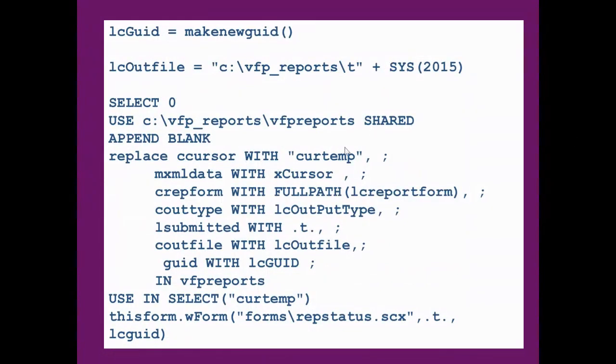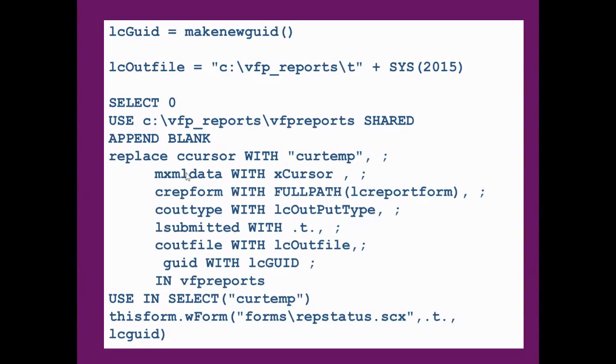So what we're going to do is designate an output file. Now, in this case, I've used a folder called VFP reports, and I've given it a random system name. Then I'm going to execute my SQL, and then I'm going to put into this VFP reports table the name of the cursor that I just gave it.